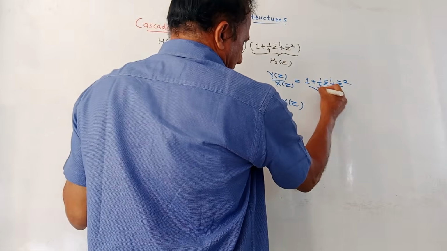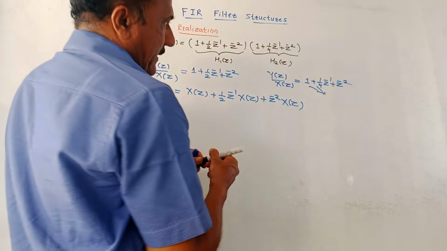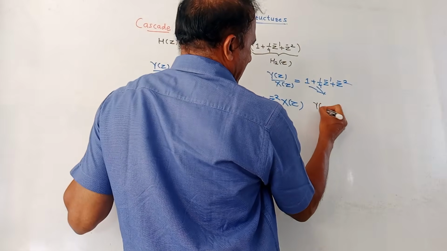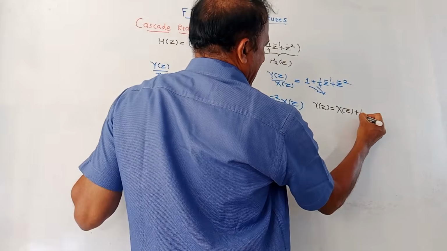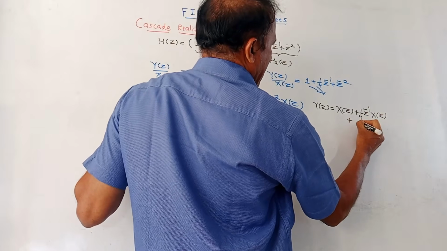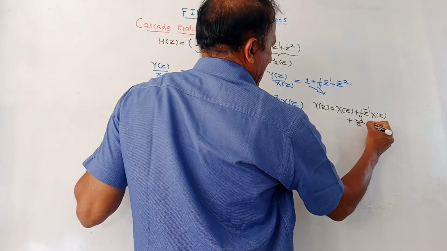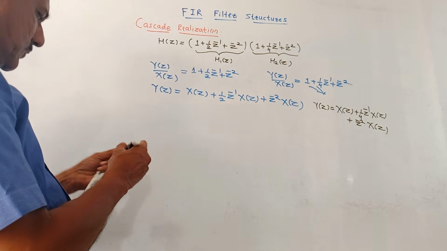Now same way, take cross multiplication for the second term. So this can be written as Y(Z) is equal to X(Z) plus 1/4 Z raised to minus 1 X(Z) plus Z raised to minus 2 X(Z). Now last step, take inverse Z transform.